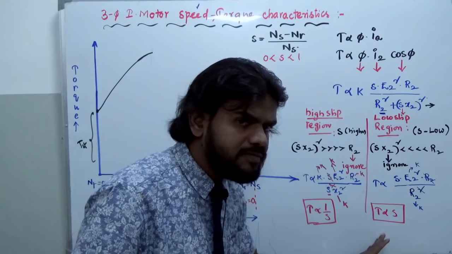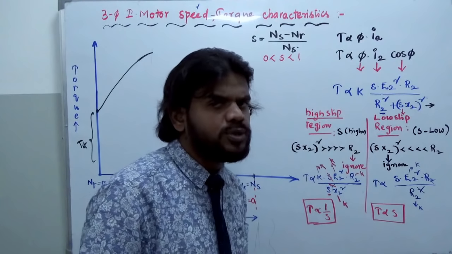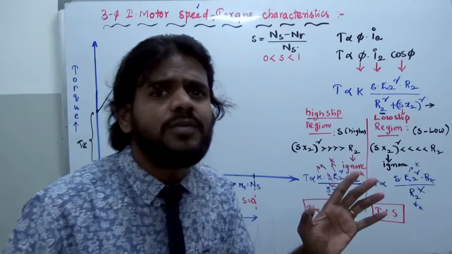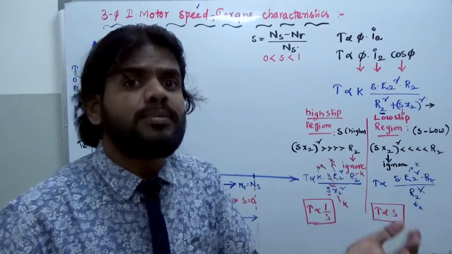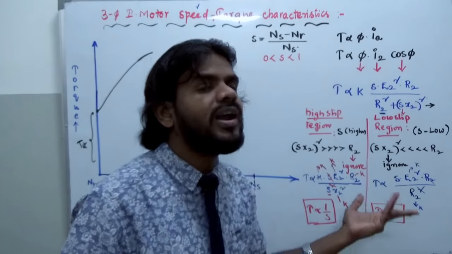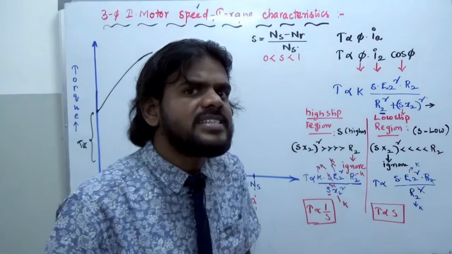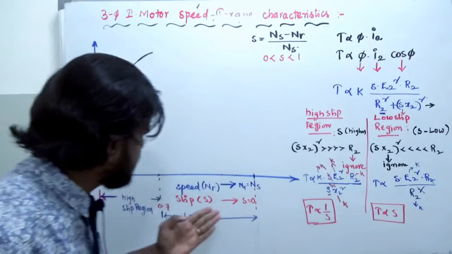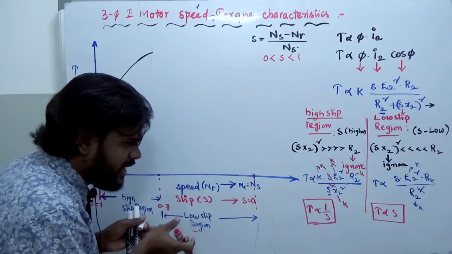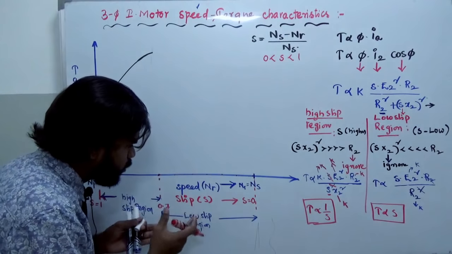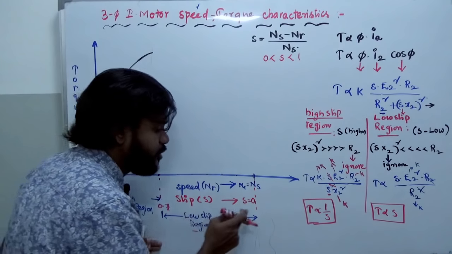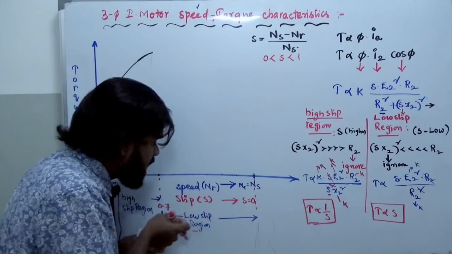Are you observing it now? Torque is directly proportional to the slip. So in the low slip region, when you see the torque behavior, torque is directly proportional to the slip, which means if the slip is increasing, the torque will increase. If the slip is decreasing, the torque will decrease. Now, let's see what is happening in this region. In the low slip region, the slip is getting reduced. It is reducing from 0.7 to zero. Then what will happen?